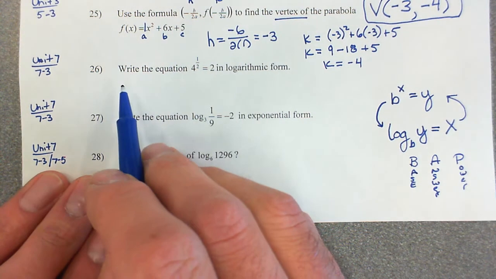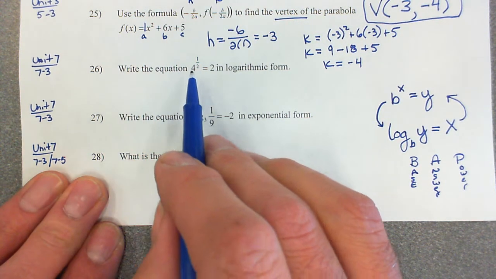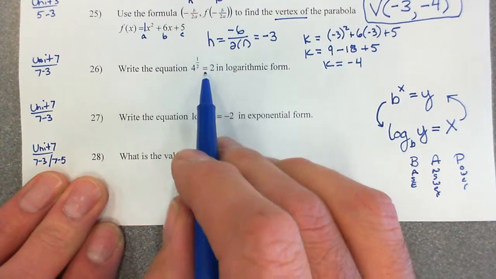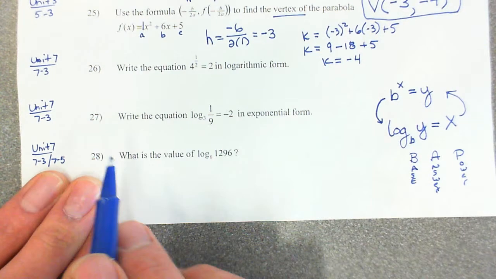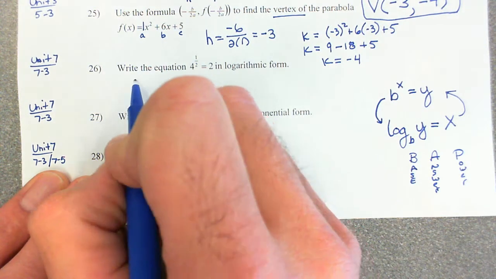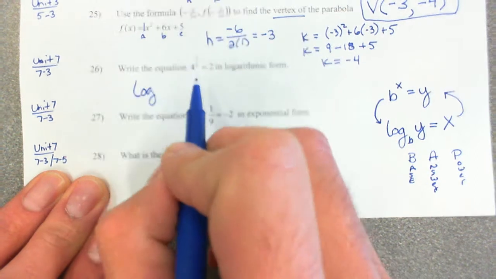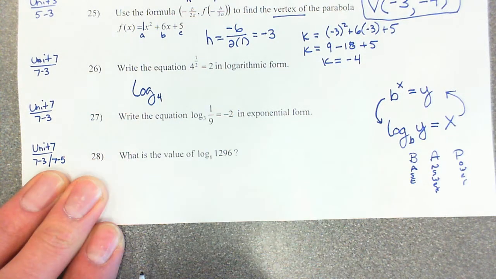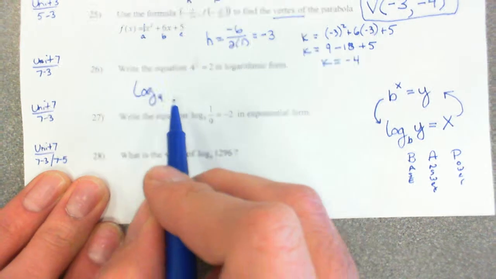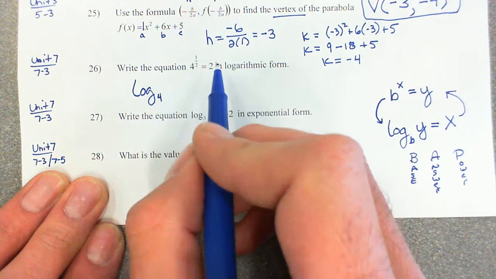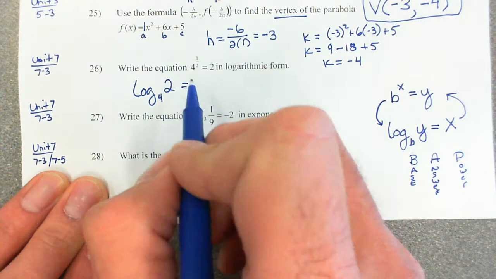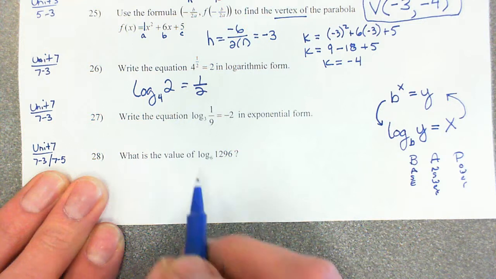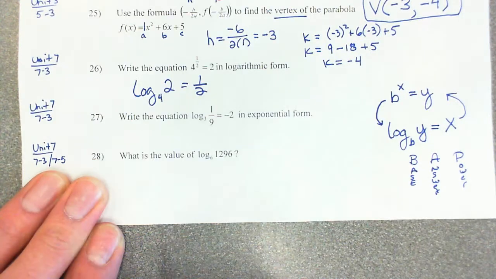So in number 26, write the equation 4 to the 1/2 power equals 2 in log form. So it's currently in this form. We want to write it in that form. So this is log. Your base is 4, so that's a little subscript. Your answer to this is 2, and then it equals the power, which is 1/2. So this is log form.